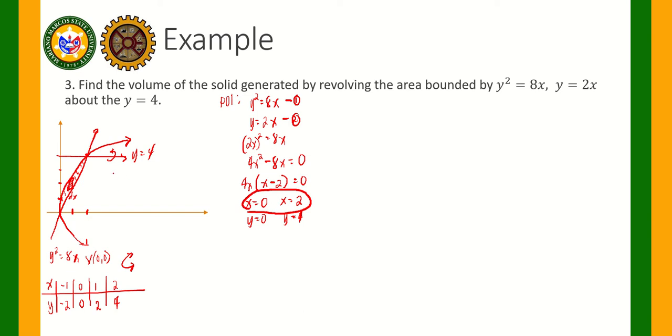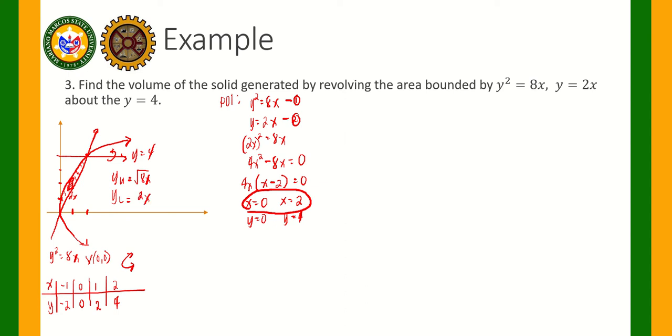Now, what is our y upper? Our y upper is the parabola, and if we are going to manipulate this to get the value of y, we should get the square root of both sides. So for y upper, we have the square root of 8x. And for y lower, we have 2x.